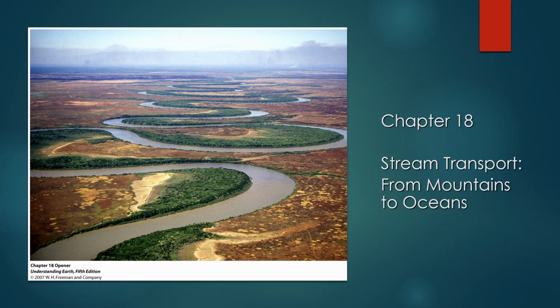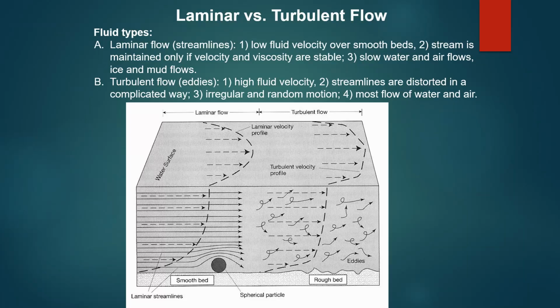Hello everyone. Today in this chapter we are going to talk about stream transport from mountains to oceans. There are different types of fluid flow. Laminar flow is the type of flow that requires a slow velocity and a smooth flowing surface. A good example of laminar flow is a cup of water poured onto a table. The water flowing on the table is a laminar flow, in which all the streamlines are parallel to each other.